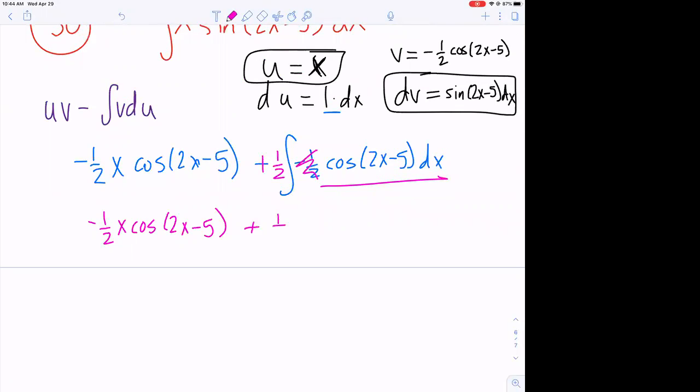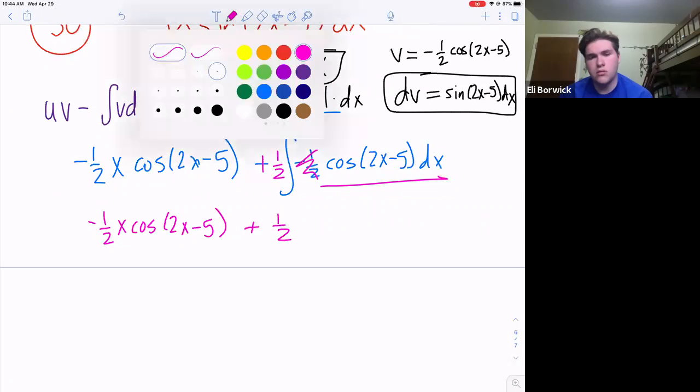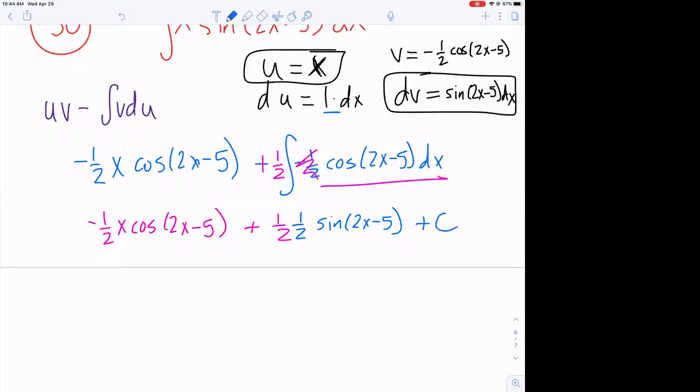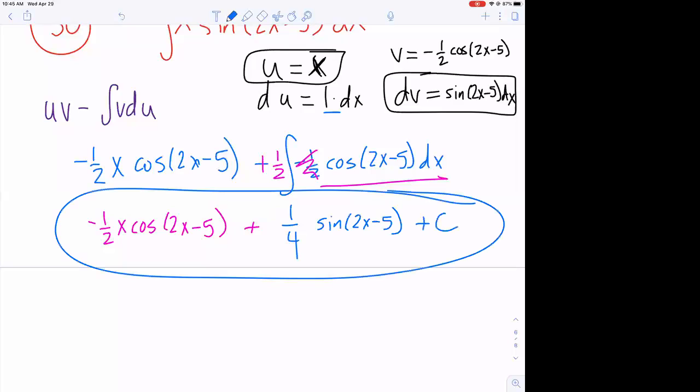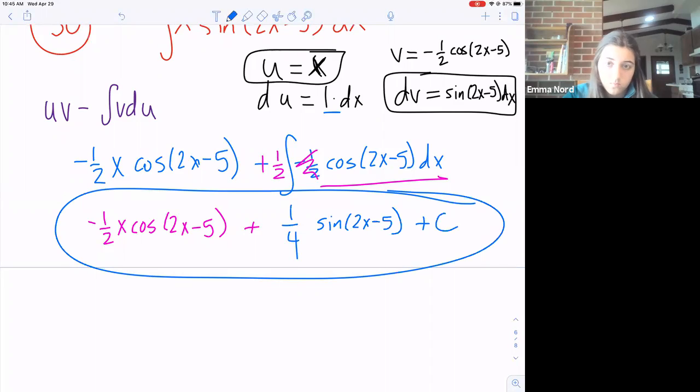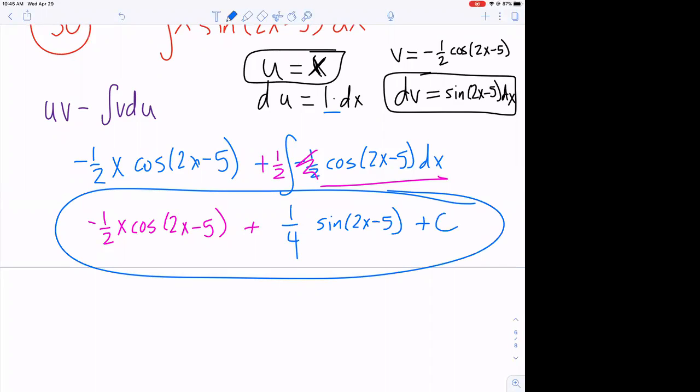So plus 1/2, but then what's backwards from cosine 2x minus 5? 1/2 sine 2x minus 5. Nice. So I'm gonna make this plus c, and I'm gonna change this into a 4. Boom. How do you feel about that? Great. Excellent. Yeah, we're doing 31. We're ending on the shortcut.